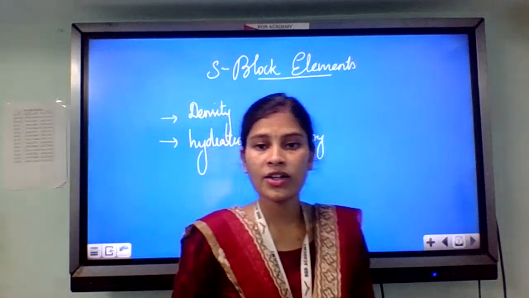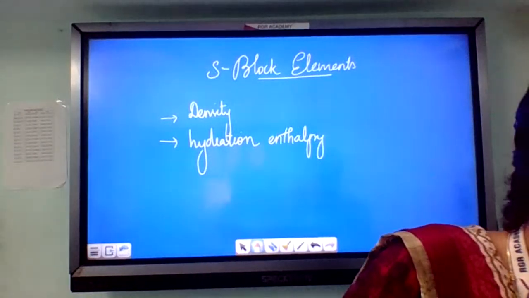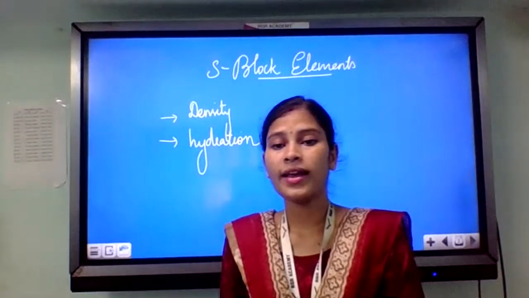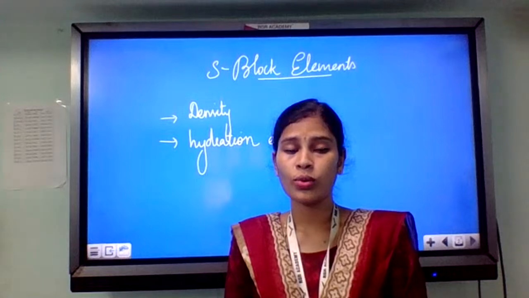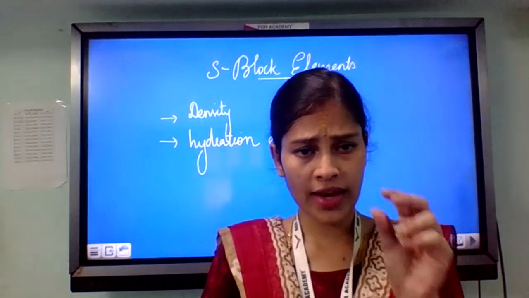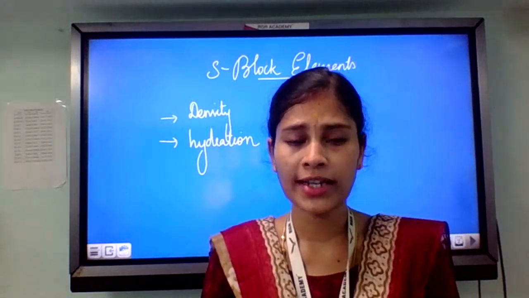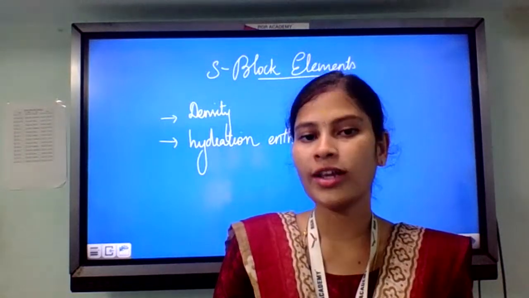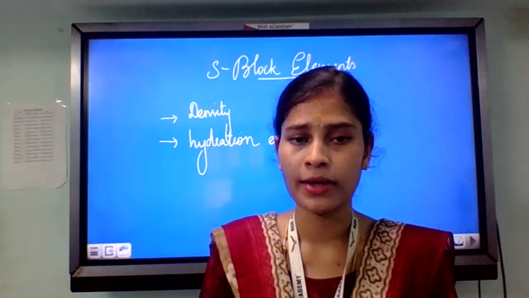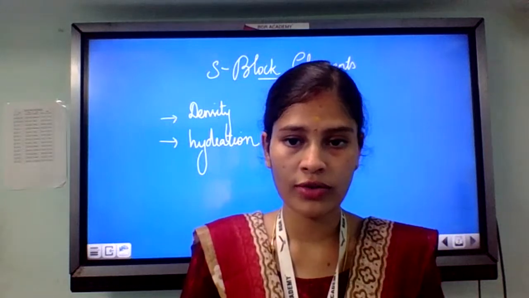What is meant by hydration enthalpy? When an ion in the gaseous state is added to water, water molecules start surrounding it. If it is a very small ion, more water molecules will surround it. So if more water molecules surround the cation, it will have higher hydration enthalpy. Hydration enthalpy is applicable for ionic species, not for neutral elements.